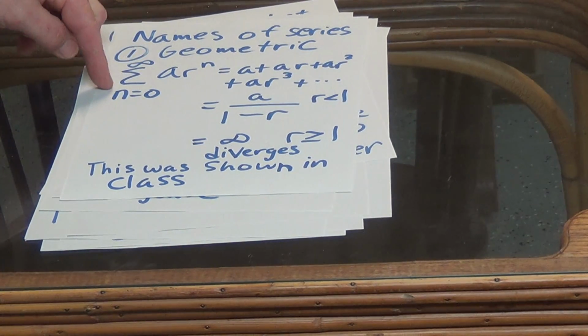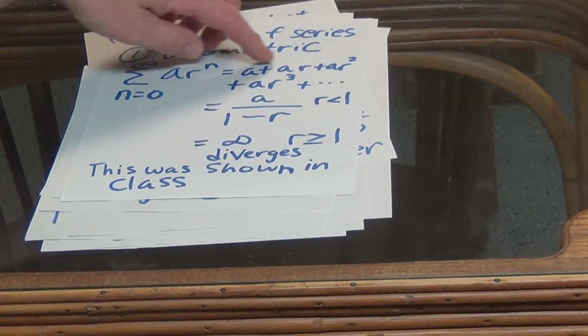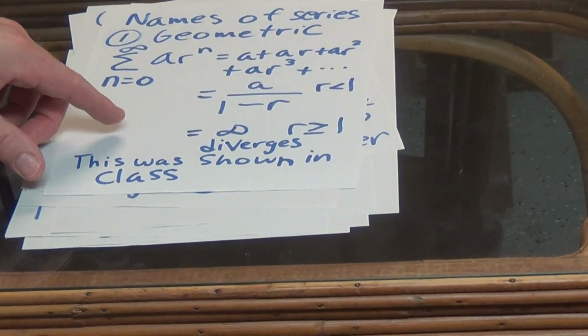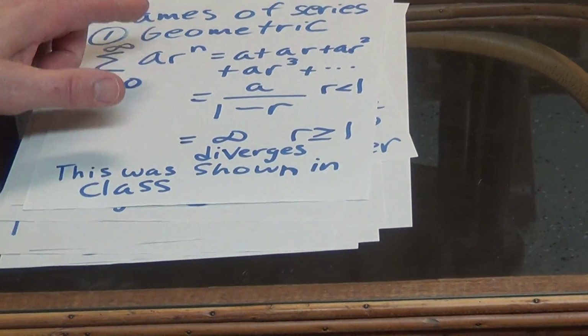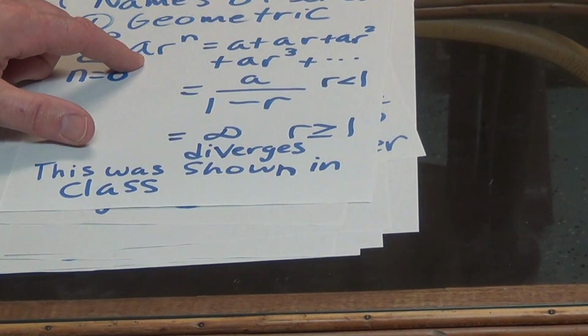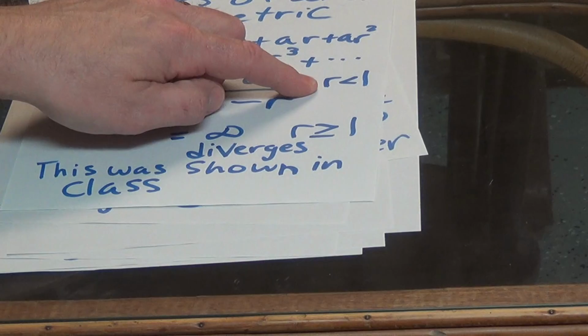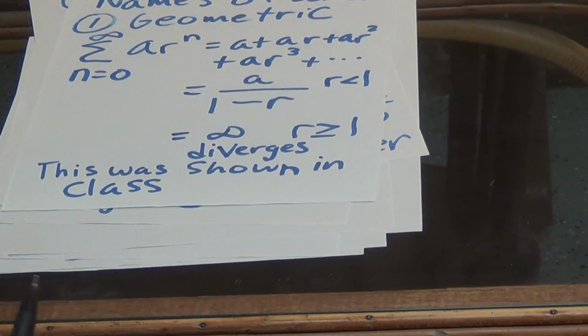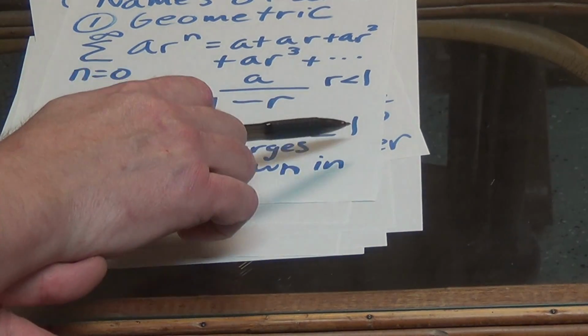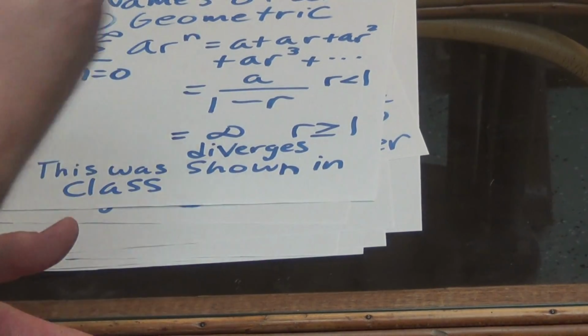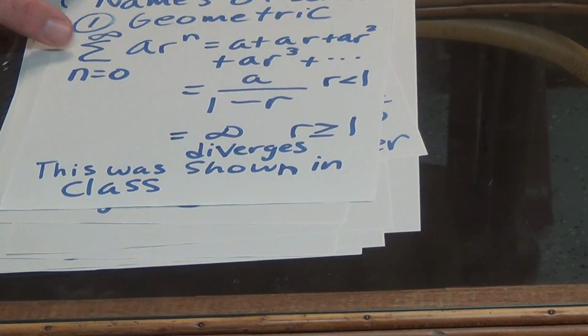It looks like this: sum of n equals 0 to infinity of a r to the n, and summed out it looks like that with all the pieces. And we showed you at the last class, March 12th, that you can show that this will sum to a, the coefficient, over 1 minus that r, under the condition that r is less than 1. That means the terms will get smaller and smaller. If the r is greater than or equal to 1, it will just add bigger and bigger numbers and diverge. We did show you this in class.